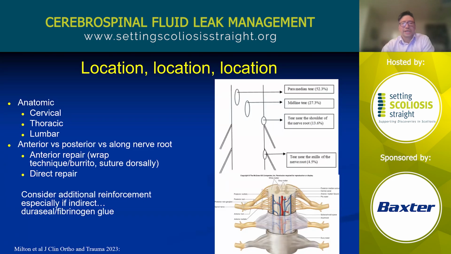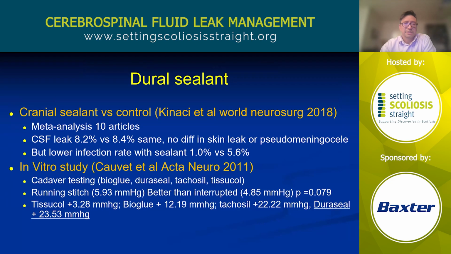If it's anterior, again, I do that kind of burrito wrap technique and suture dorsally. I had a recent case where I was worried about ventral compression, so I sutured it to the lateral aspects of the dura with a little bit of glue. But ideally, if I can do a direct repair, I prefer to do that. And if I'm really worried that it's not a tight seal, I'll put in all the extra stuff, so the Duraseal or bridging glue, and step it up a little bit.